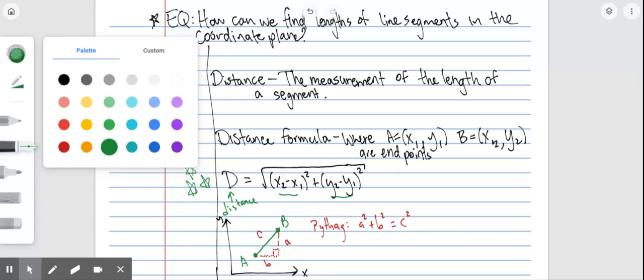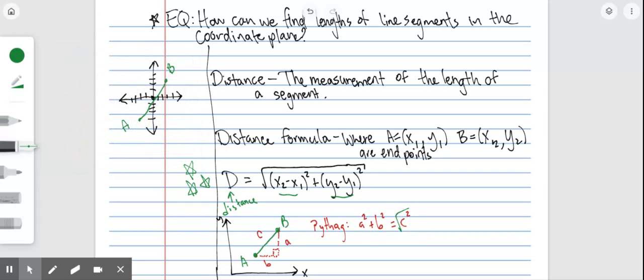I'm going to use a different color so you can see it. We square root C squared, and that means we square root everything on the left-hand side. And now we have C, or the distance between A and B, is equal to the square root of A squared plus B squared, where A is the length between this point and this point, and B is the length between this point and this point. So basically, the distance formula is derived from the Pythagorean theorem. I'm going to write that over here: the distance formula came from Pythagoras.